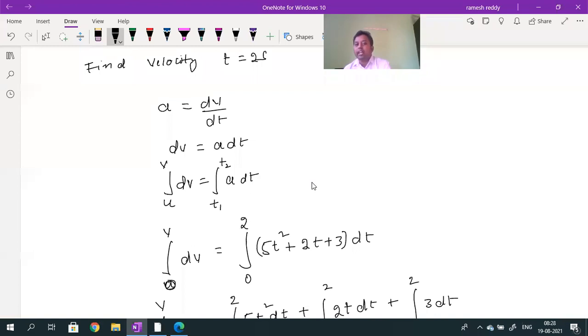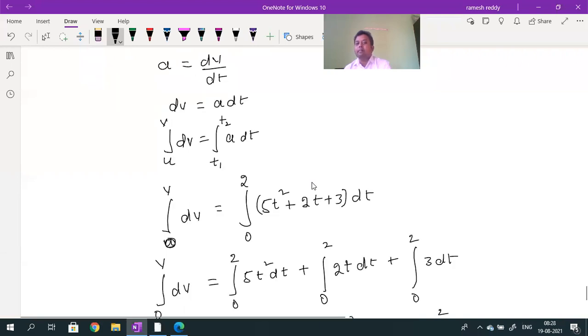That is the lower limit. What is the final time? 2. That is the upper limit. It is compulsory. If they mention initial velocity v and final velocity u, at that time you need to write the lower limit value v and the upper limit value u, based on the given data.